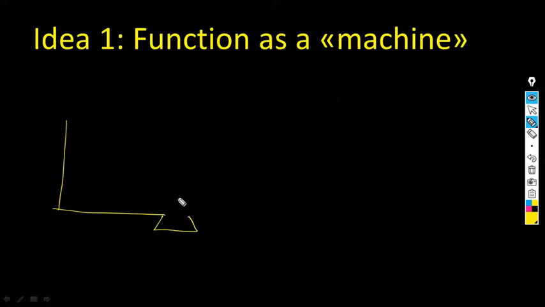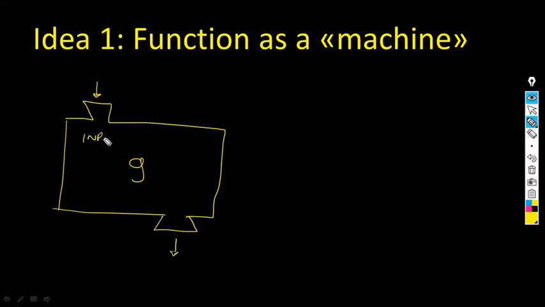Now suppose I give you this other machine. I'm going to call this machine G, and again it has a place for an input and a place for the output.